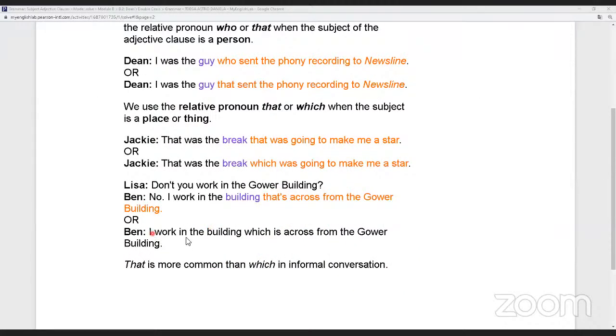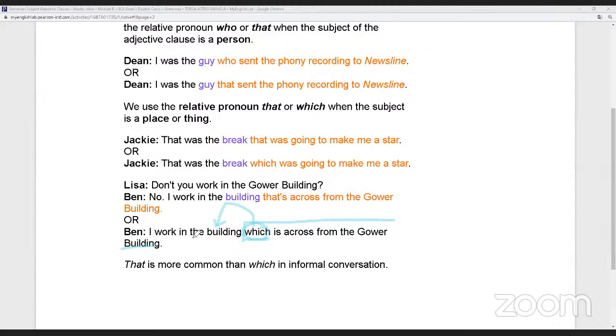Okay. So, or maybe, how about this other example? I'm using which. Here I have my adjective clause. I'm starting with a relative clause. The relative clause is going to help me identify the noun. Which. I work in the building. I work. Which is across from the lower building.